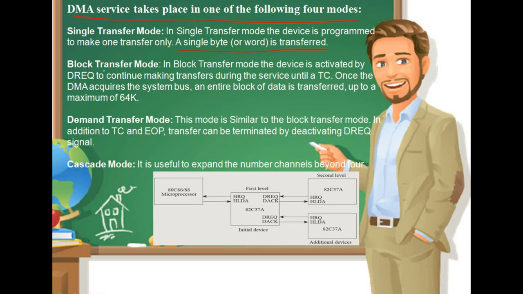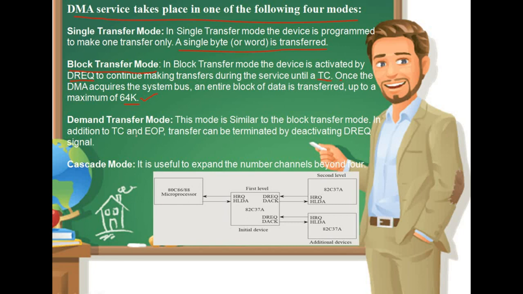Next, block transfer mode. In block transfer mode, the device is activated by a DMA request to continue making transfers during the service until a TC, that means terminal count. Once the DMA acquires the system bus, an entire block of data is transferred up to a maximum of 64 KB. Demand transfer mode is similar to the block transfer mode.